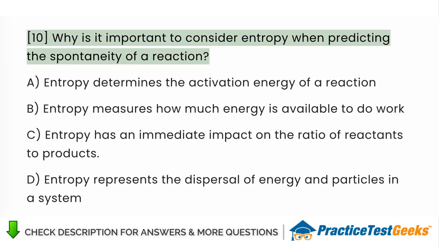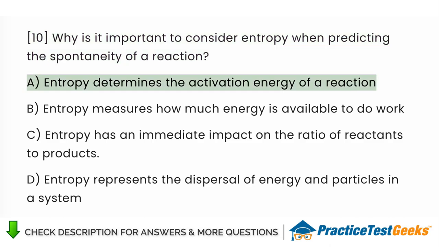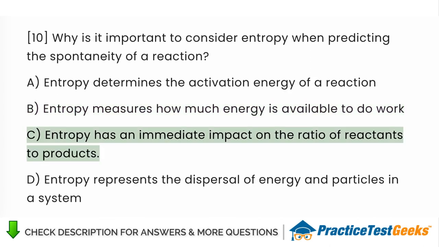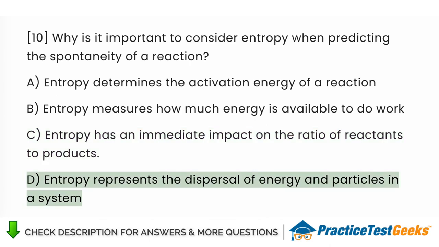Why is it important to consider entropy when predicting the spontaneity of a reaction? A. Entropy determines the activation energy of a reaction. B. Entropy measures how much energy is available to do work. C. Entropy has an immediate impact on the ratio of reactants to products. D. Entropy represents the dispersal of energy and particles in a system.